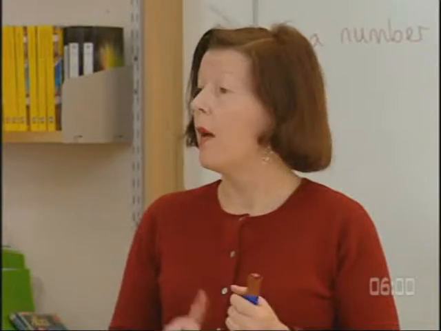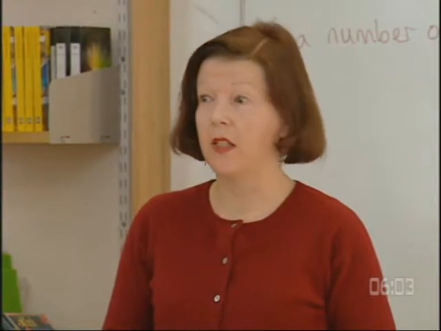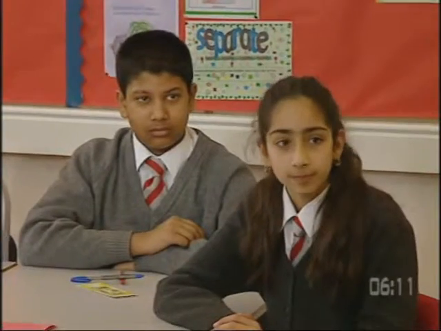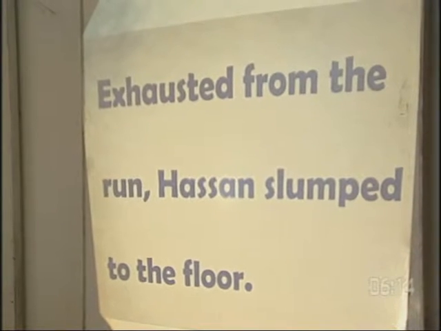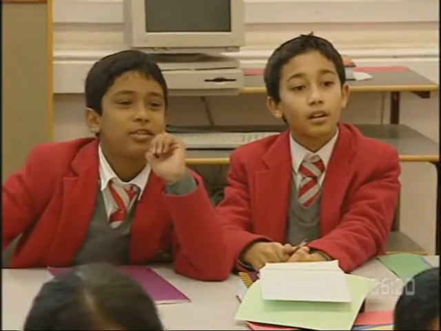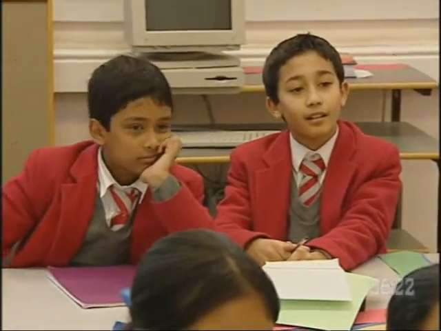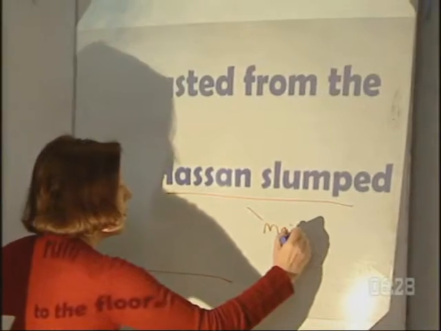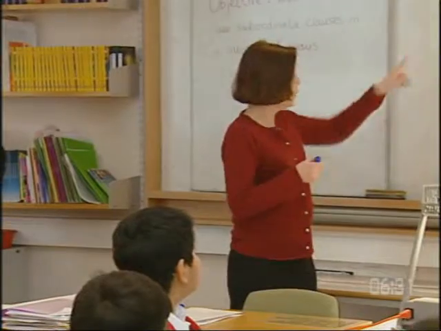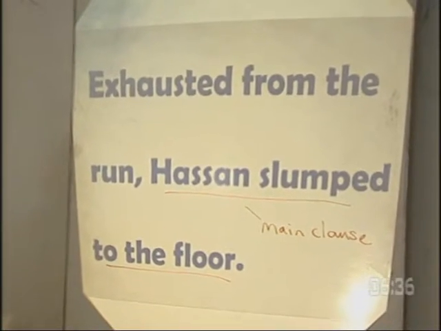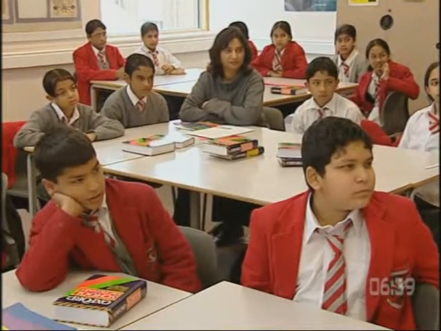What is special about the main clause in a complex sentence? Aisha? It makes sense on its own. So it's a complete sentence, the main clause, thank you. Looking at this, who can point out the main clause? Junaid? Hassan slumped to the floor. Good, that's the main clause. And like Hamed said, the subordinate clause adds extra detail and a bit of interest. So we find out why Hassan was slumping on the floor. It was because he was exhausted from the run.